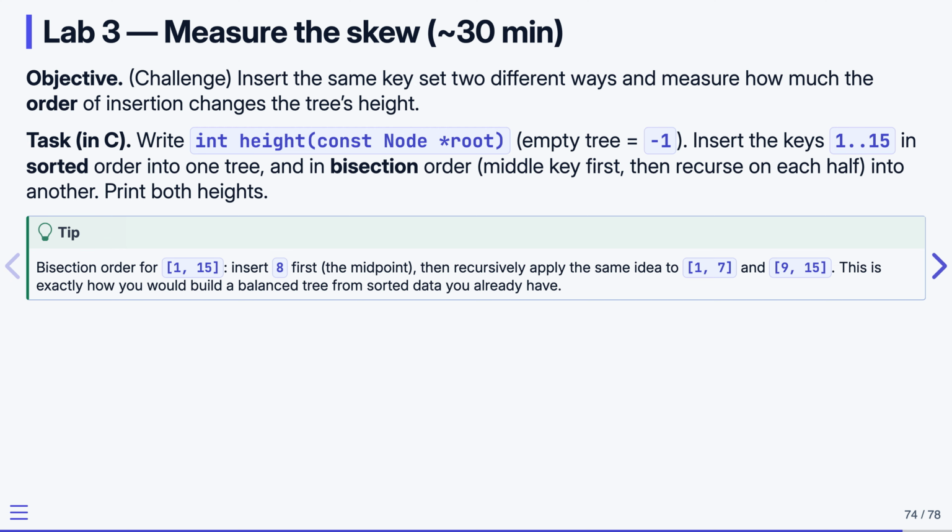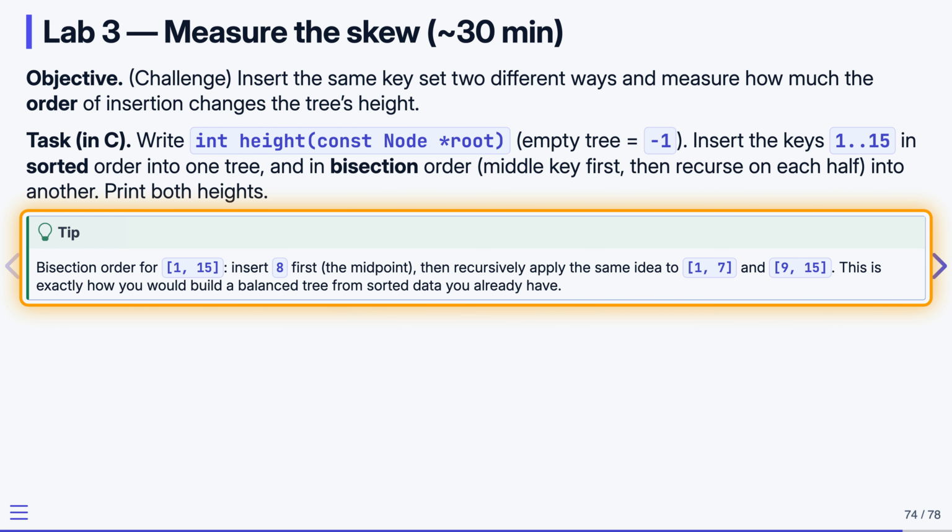Lab 3. This is about 30 minutes, and it is the challenge task. You insert the same set of keys in 2 different orders. Then you measure how much the insertion order changes the height of the tree. Write a function called height. An empty tree has height -1. Then insert the keys 1 through 15 in sorted order into one tree. Insert the same keys in bisection order into a second tree. Print both heights and compare them.